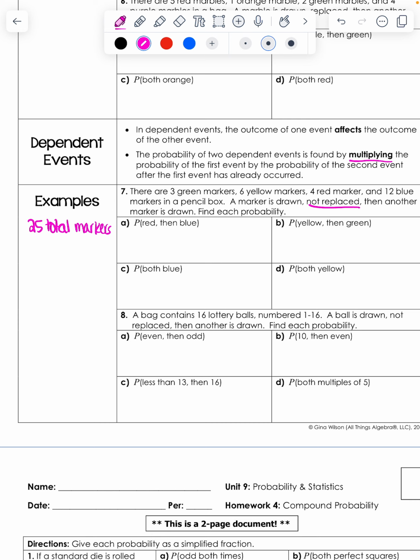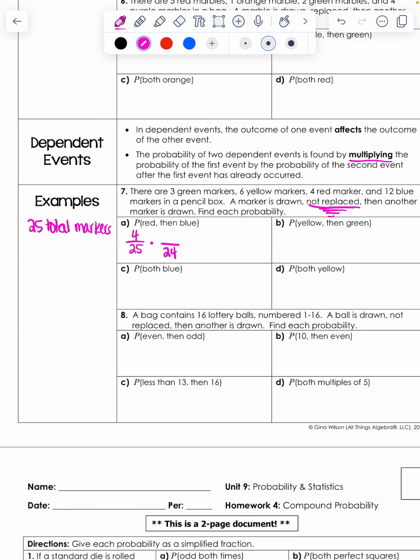So I can see from the description there are 4 reds, so the probability of being red then blue. There are 4 reds to start out of the 25. But then because we are not replacing the first one that we're taking out, the denominator is going to decrease from 25 total markers down to 24. It does not decrease by 4 markers. It's only decreasing by 1 because we are only selecting one marker, taking it out, not putting it back in, and then selecting a second marker. So we only decrease the total by 1 because only 1 is being taken out.